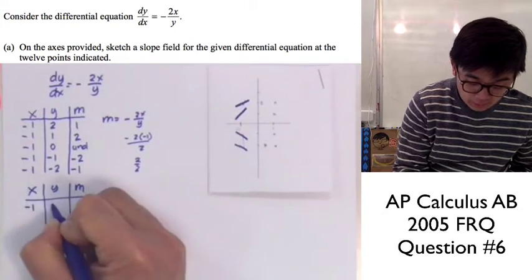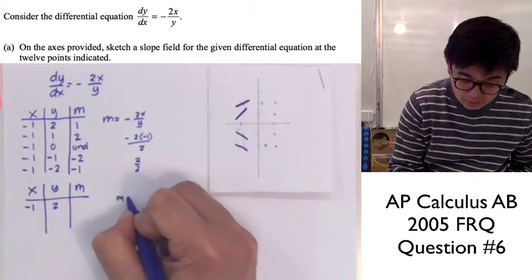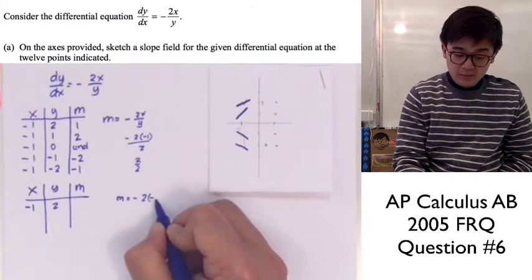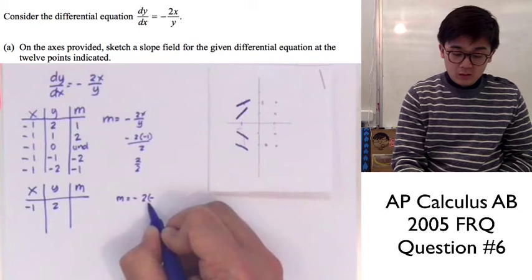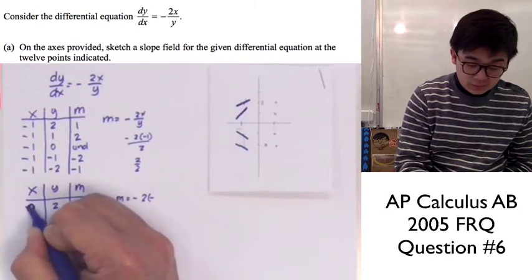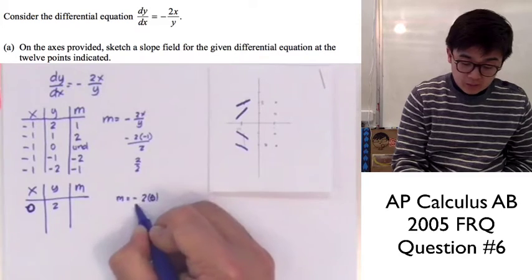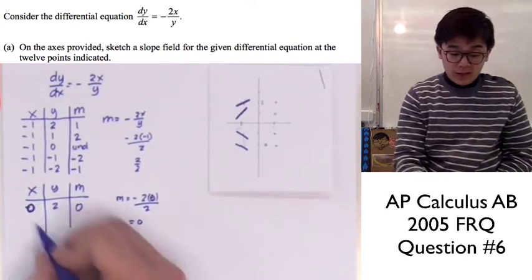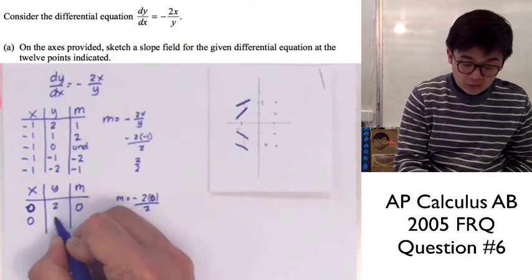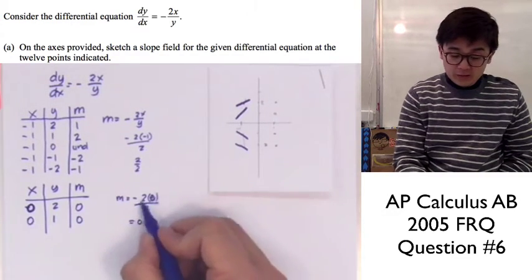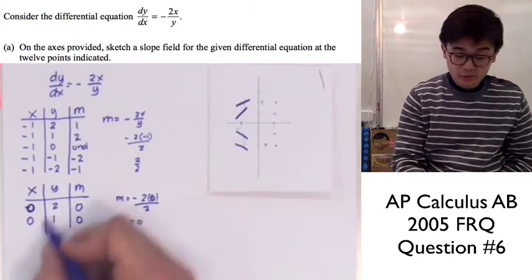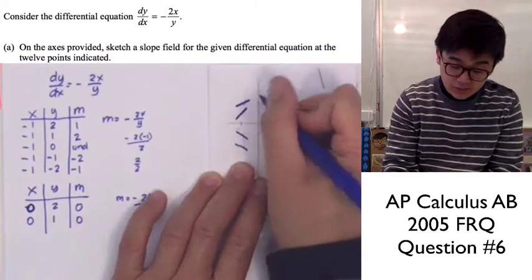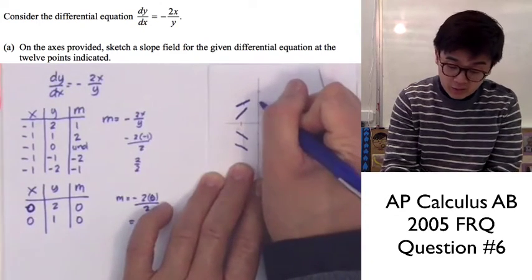So let's say negative 1 and 2. So m is equal to negative 2 times 0 all over 2, which is just going to be 0. So the slope is going to be 0. And it's going to be consistently 0 even though y is changing, because the numerator will just turn into 0. So for the second column, this one is easy to represent because all of them are just horizontal lines.